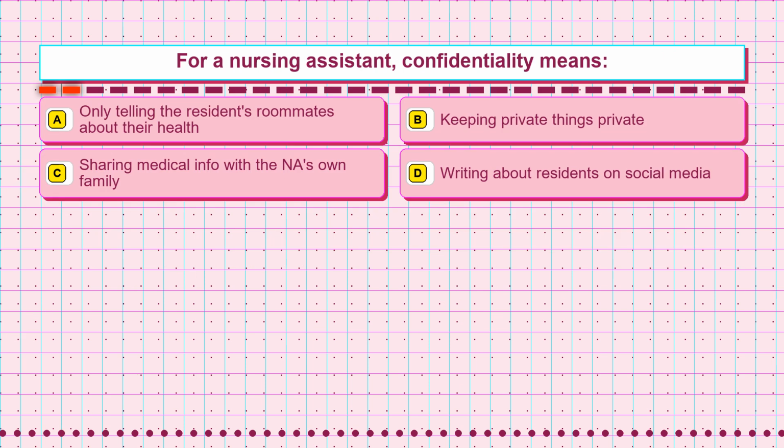Question 69. For a nursing assistant, confidentiality means: Option A, only telling the resident's roommates about their health. Option B, keeping private things private. Option C, sharing medical info with the NA's own family. Option D, writing about residents on social media.